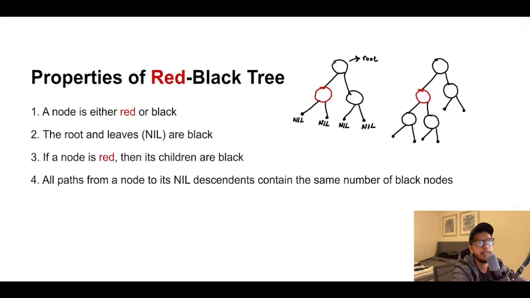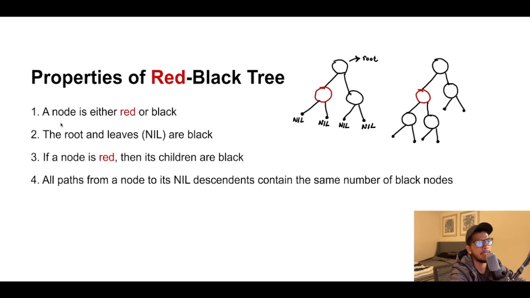So let's get started. Let's look at the properties of the red-black tree. These are the four properties. They're very important to remember because the red-black tree only starts performing its self-balancing operations when one of these properties gets violated. So let's start looking at the properties one by one.